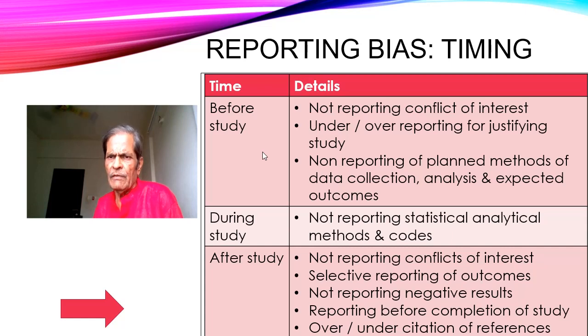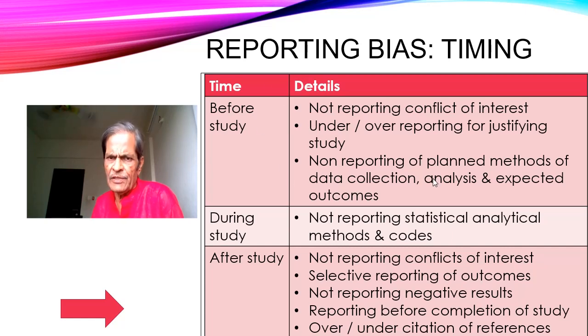Under-reporting or over-reporting, thereby justifying the study. You may say that the drug is very safe, and you just do not mention the studies in which adverse events were found. You do not mention it at all when the proposal is being submitted to the ethics committee for approval. So at that time, you under-report or over-report, and thereby you justify your study. Because if you had said that there are certain side effects, then the ethics committee might object, and therefore this type of bias has occurred before the study has started.